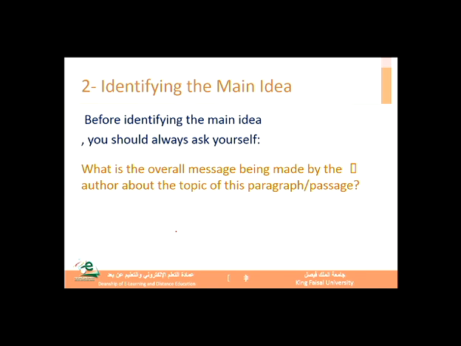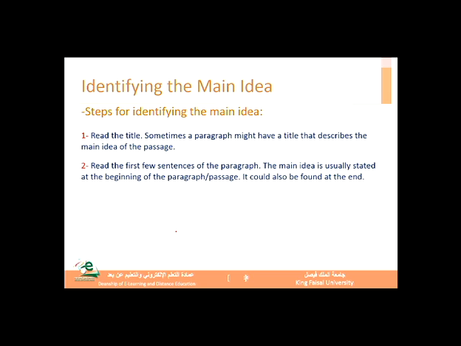All right? Now, what is the overall message being made by the author about the topic of this paragraph or reading selection? This is the question that you should ask yourself while reading any text. So in this book or in any other book, you always ask yourself, and it's quite automatic. When you read something, you ask yourself, what does the author want to say about it? Okay? All right. Now, I'm going to present to you some tips that will help you identify the main idea.